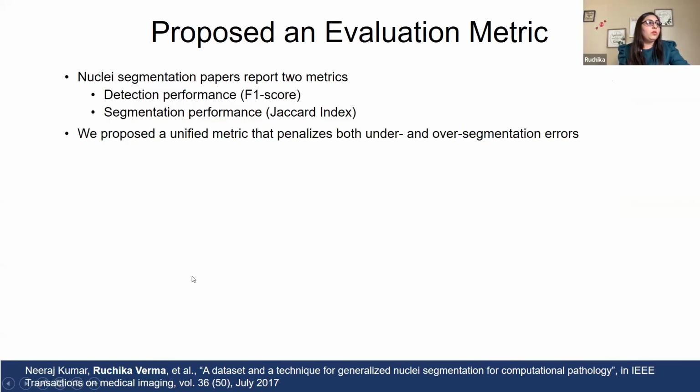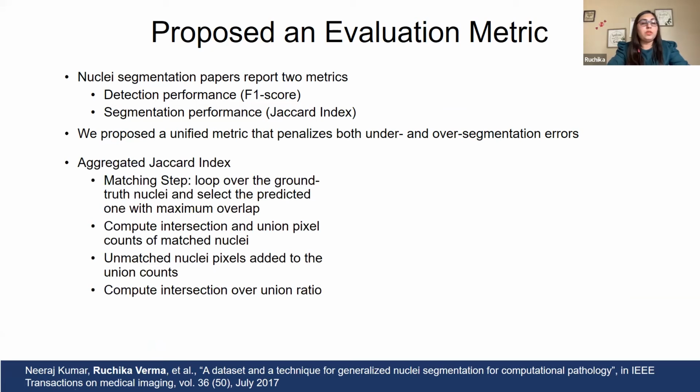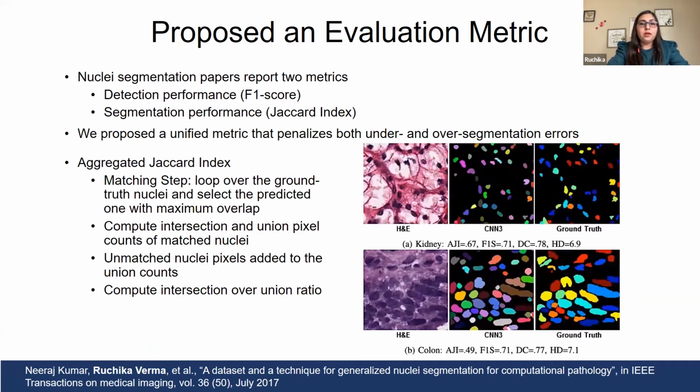And apart from that, we also proposed an evaluation metric here. Earlier, the F1 score was used to assess the detection performance, and segmentation performance was assessed by the Jaccard index, but there was not a unified metric that penalizes both under and over segmentation errors. So we proposed a new metric here, the aggregated Jaccard index, and we evaluated our results using all these metrics, including the aggregated Jaccard index. And here I'm showing some of the results coming from the images from kidney and colon.